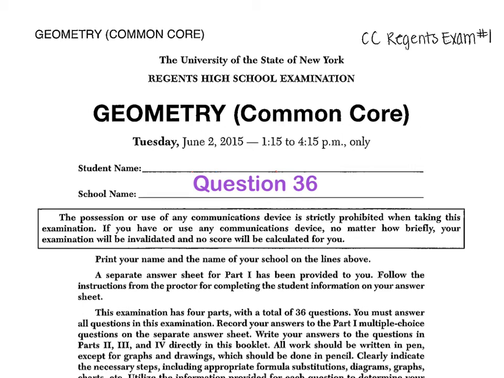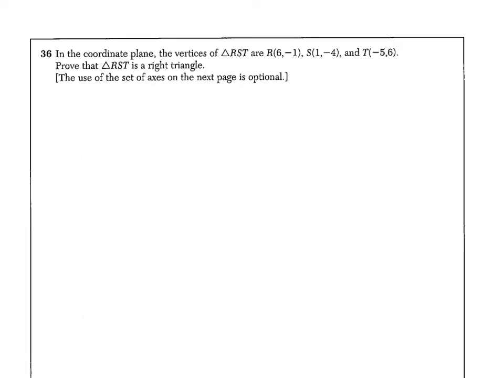This video will cover the Geometry Common Core exam from June 2015, question 36. Number 36 says, in the coordinate plane, the vertices of triangle RST are R, S, and T. Prove that triangle RST is a right triangle. In order to prove something is a right triangle, we have to have a right angle.